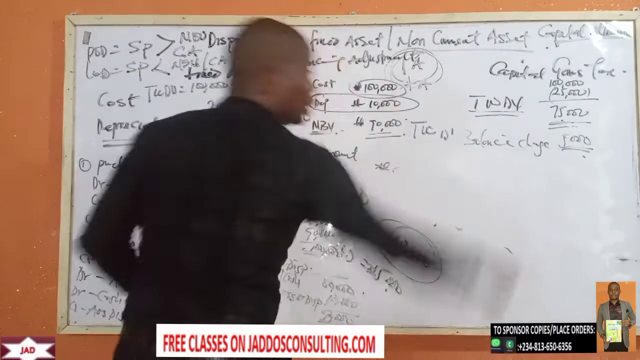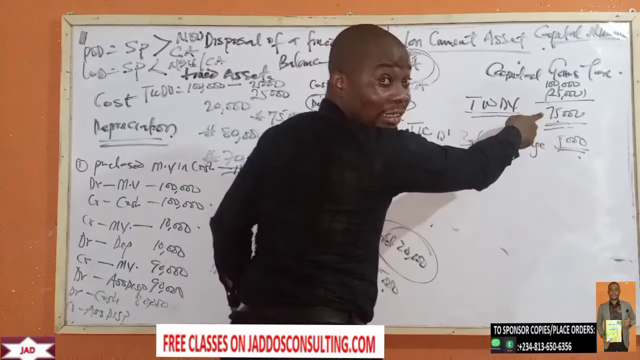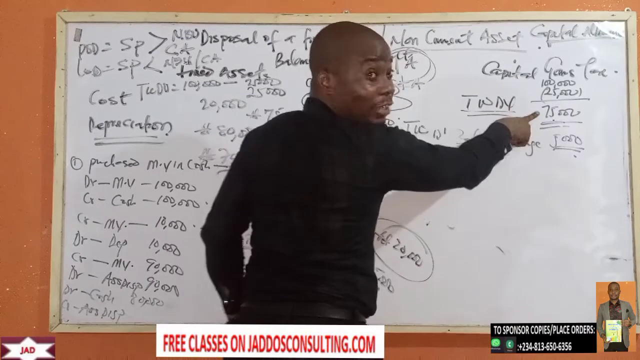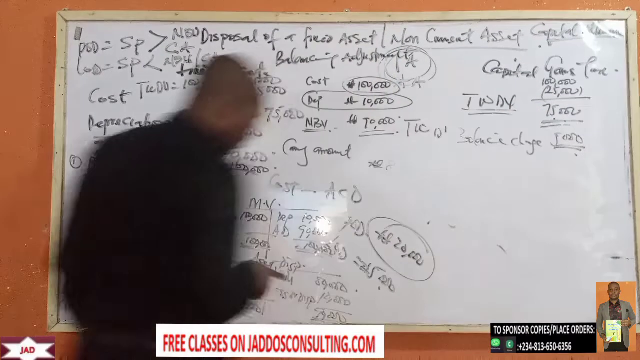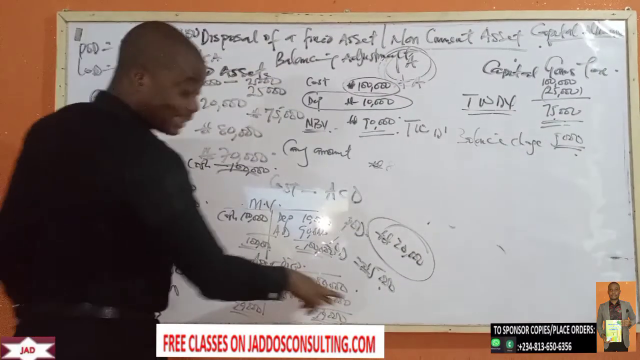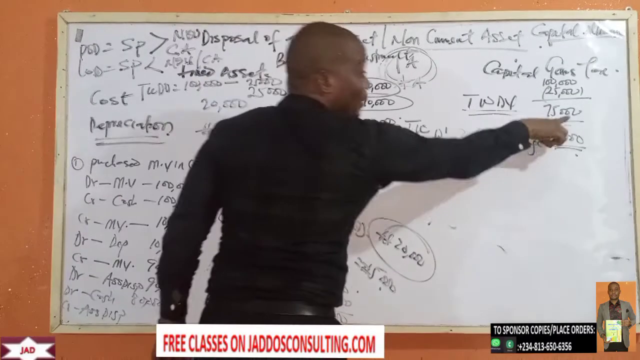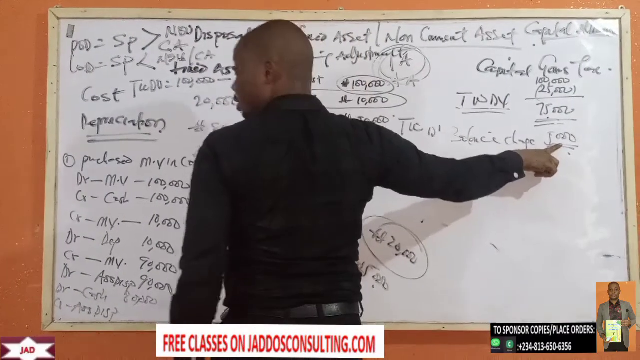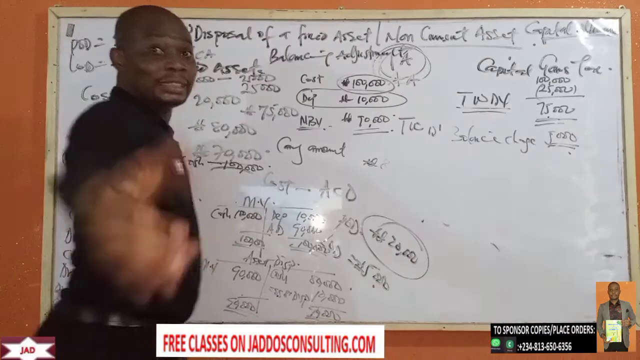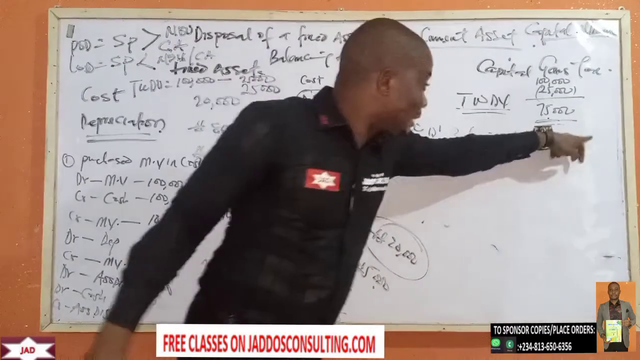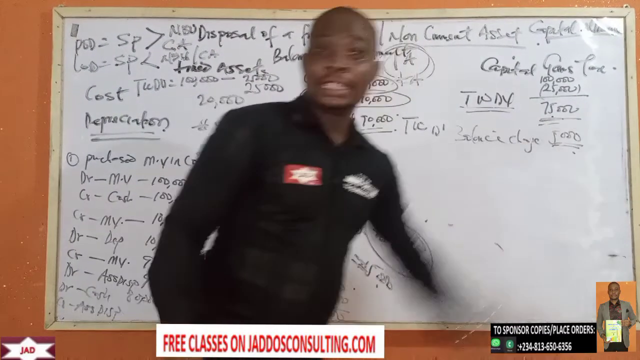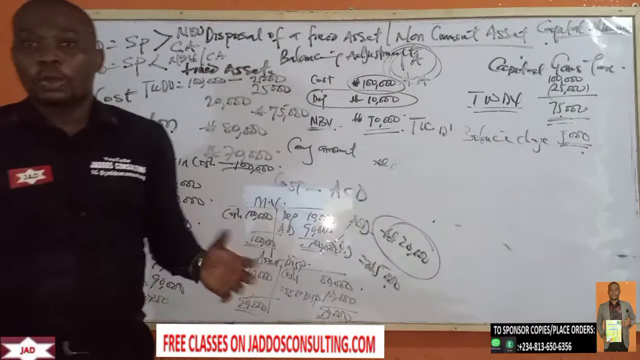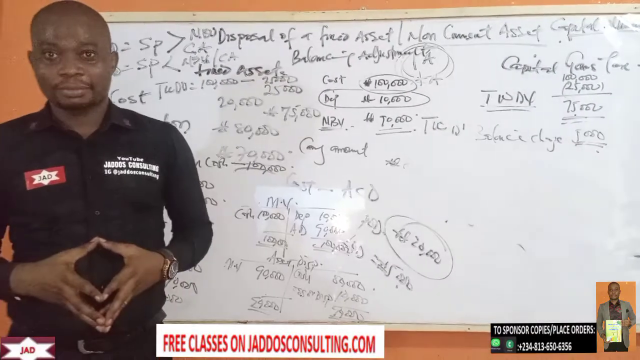Because the tax written down value is less than the sales proceeds. The sales proceeds is 80,000 and the tax written down value is 75,000. So there's a balancing charge of 5,000. What we're saying is that this amount here has to be taxed.